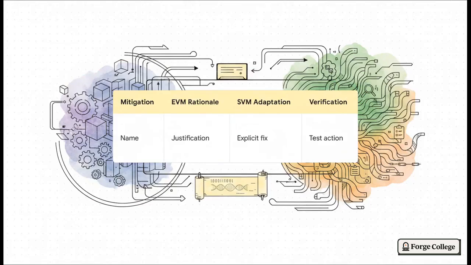So, here is the structure of the markdown table you should be generating. We've got columns for mitigation, EVM rationale, SVM adaptation, and verification. And listen, including that EVM rationale column is absolutely critical. By explicitly stating why something worked in the EVM, you keep your entire mapping logical and completely auditable.